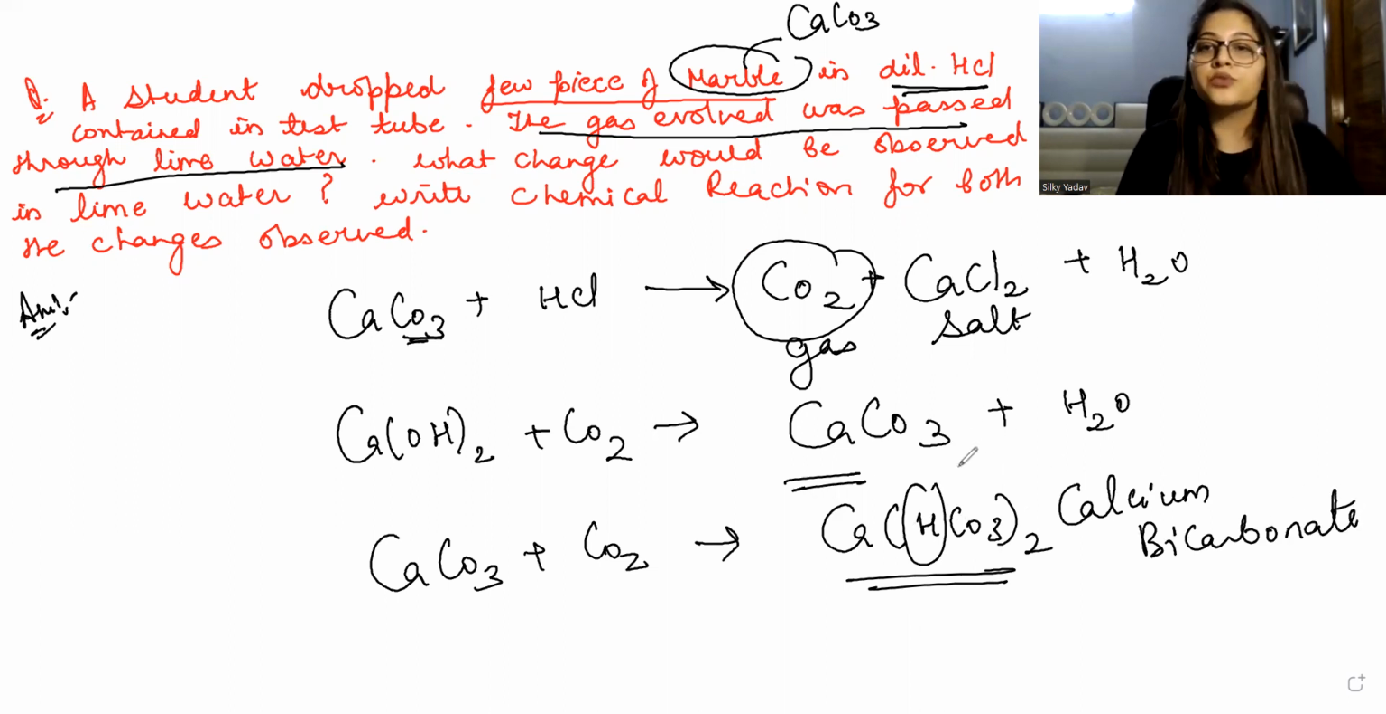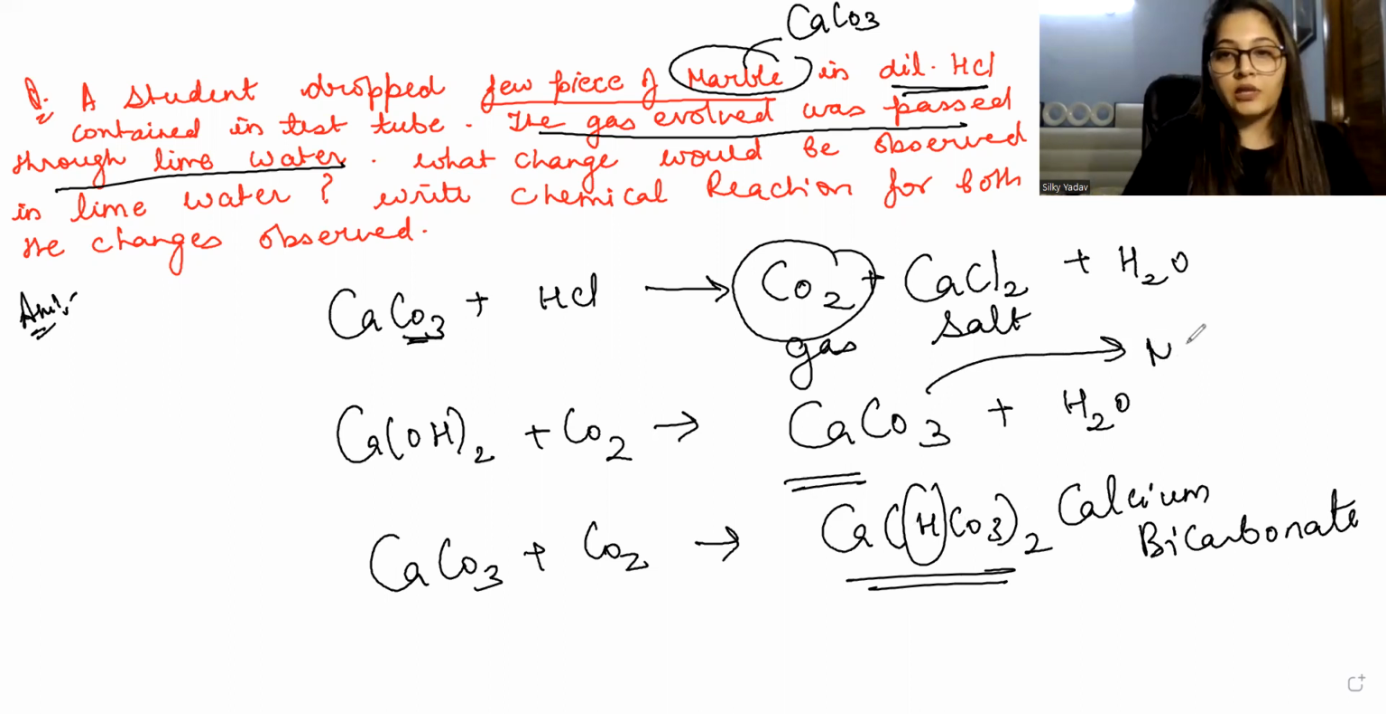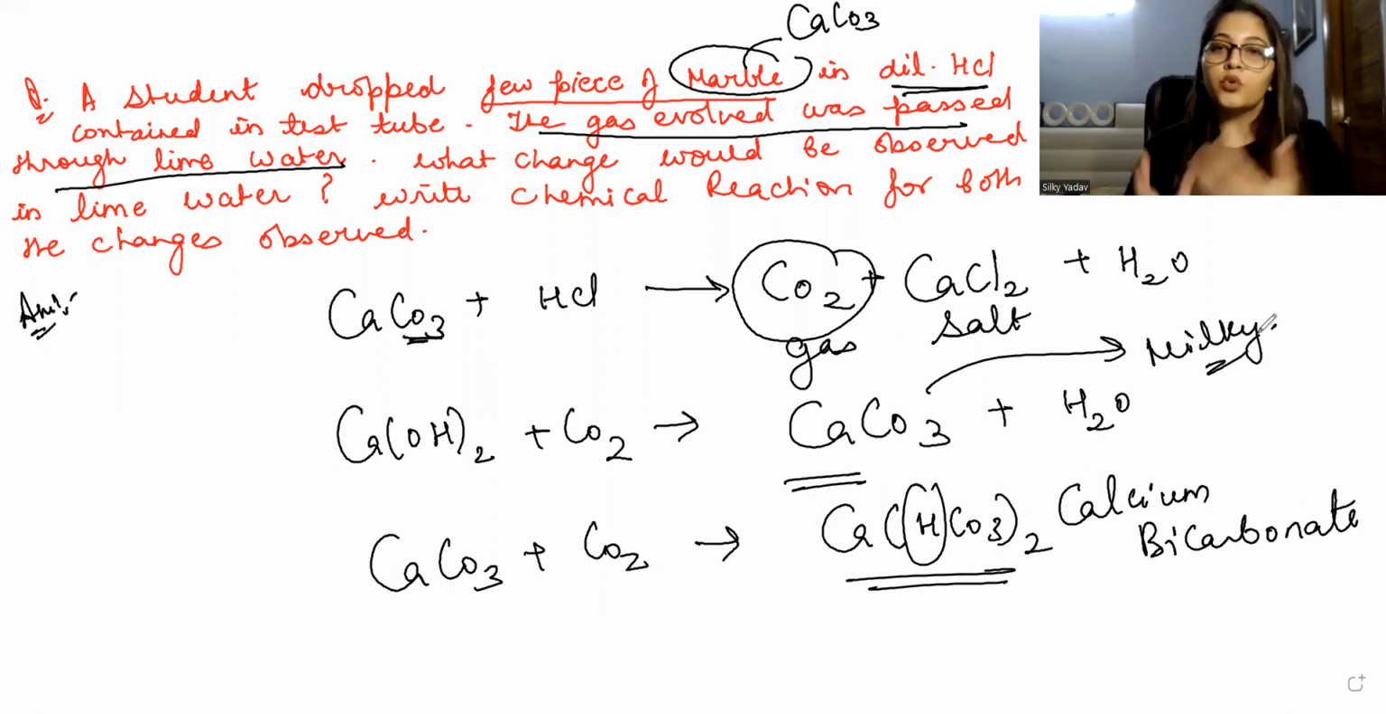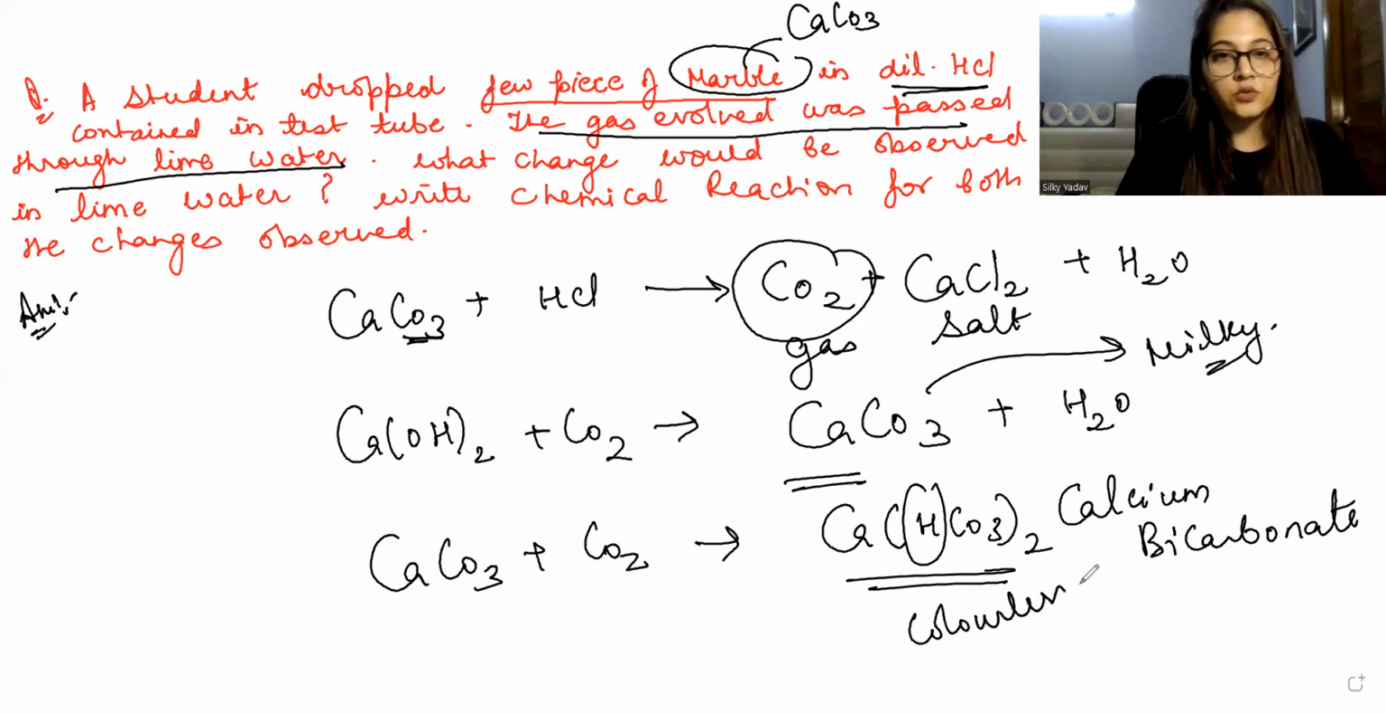Here, because CaCO3 is formed, that is calcium carbonate, the color will be milky. This water will turn milky in color, but once more CO2 is passed through this, it becomes colorless again. So this is what this question was talking about.